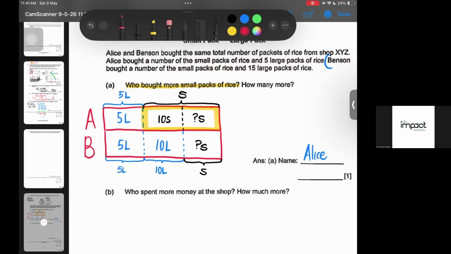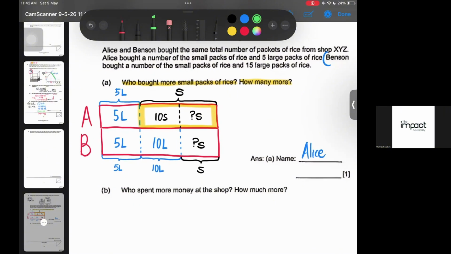Okay, but the question also asks us what? How many more? 85. 85 what? 8.5 times 10. $85 more. Oh, look at this. Okay, if it's the same, I'll use green color. You all agree with me?